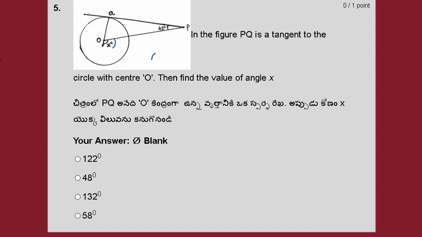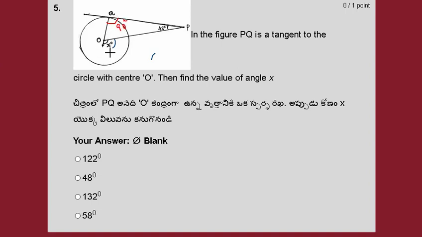Let us go to the next question. Here one diagram is given. In the figure, PQ is tangent to the circle with center O. Then find the value of angle X. Here in the diagram, OQ is the radius and PQ is the tangent. So the angle between them is 90 degrees. So this angle is 90 degrees.